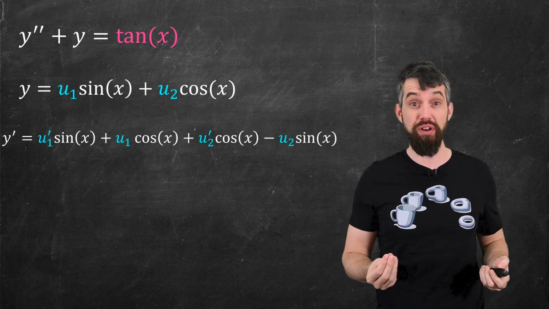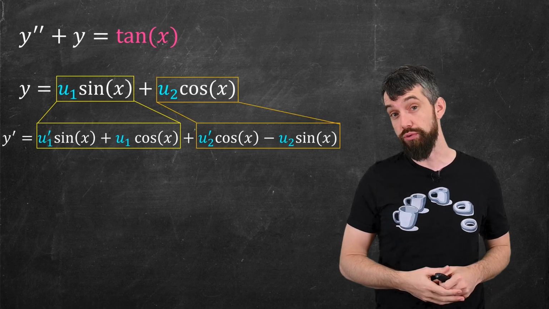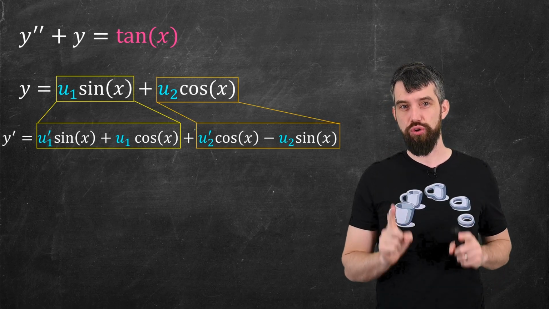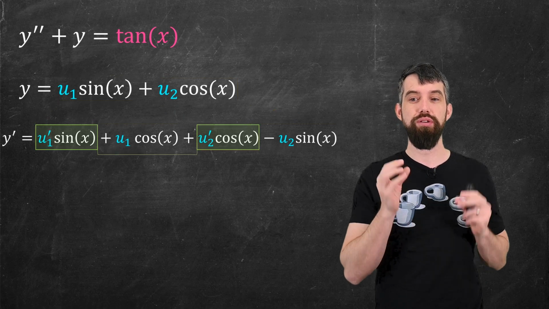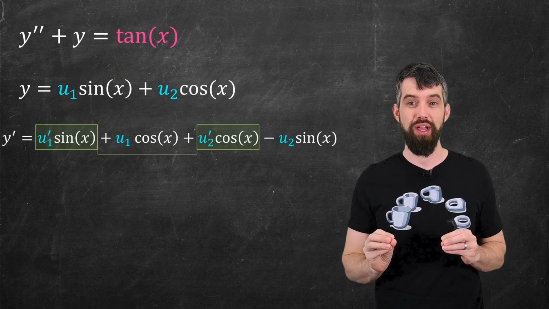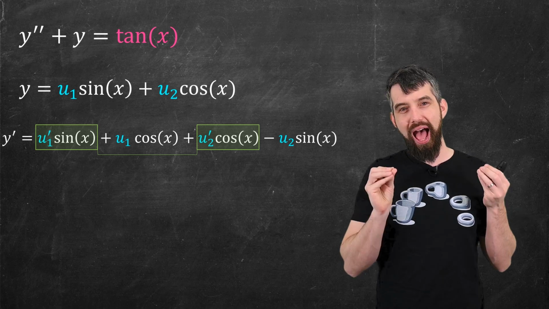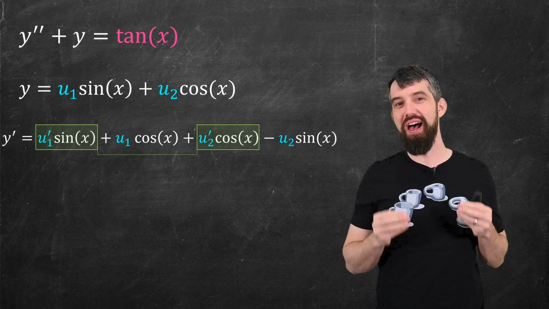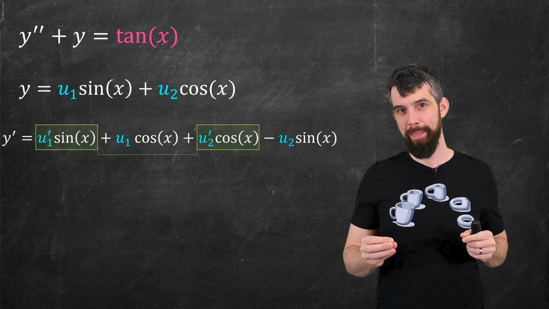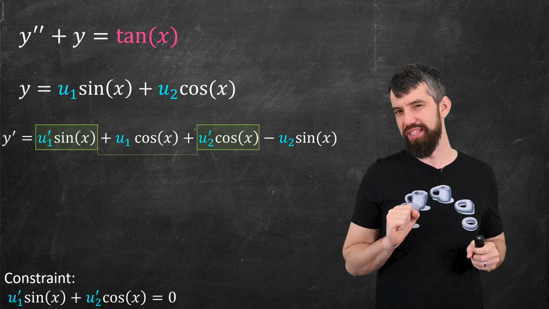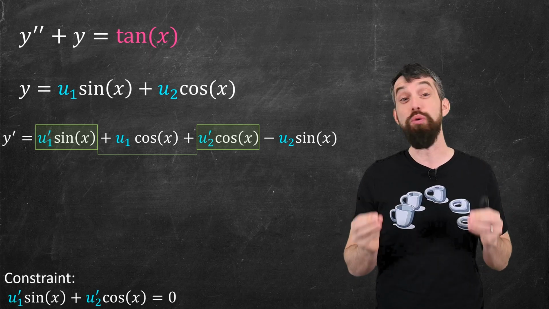So first derivative, well, it's just two different product rules. When I look at this derivative, I notice that there are two terms in it that involve not the u1 and the u2, which is what I'm interested in, but their derivatives. I'm going to do a little bit of a funky trick here. I'm actually just going to set the sum of those two terms, the ones with derivatives, equal to 0.